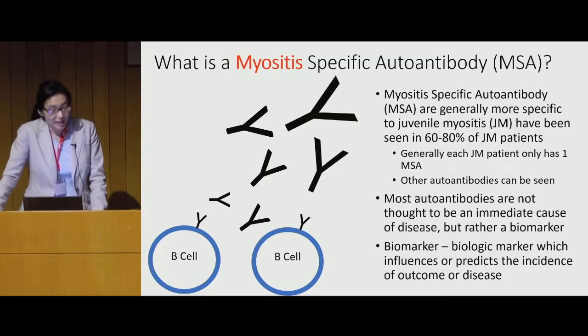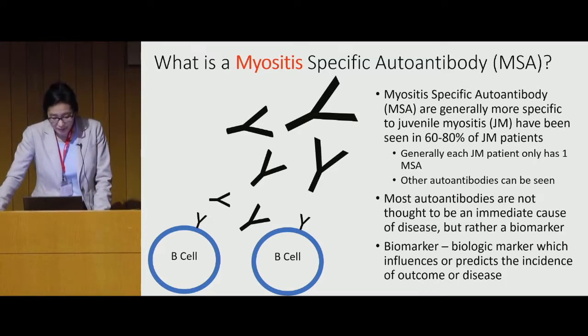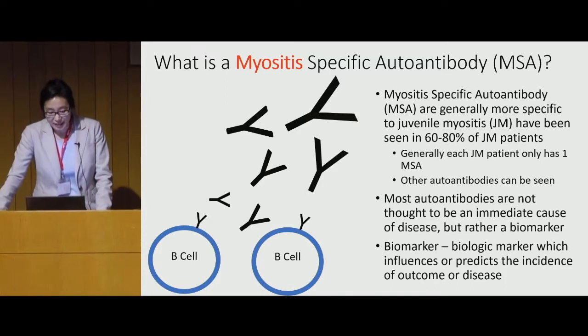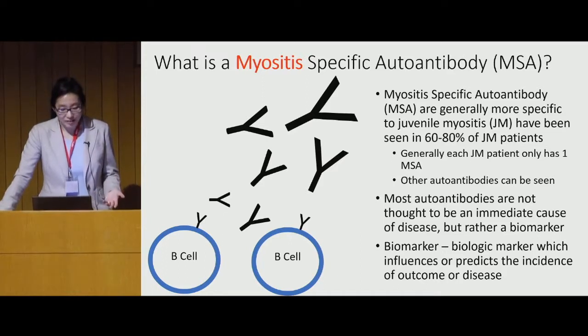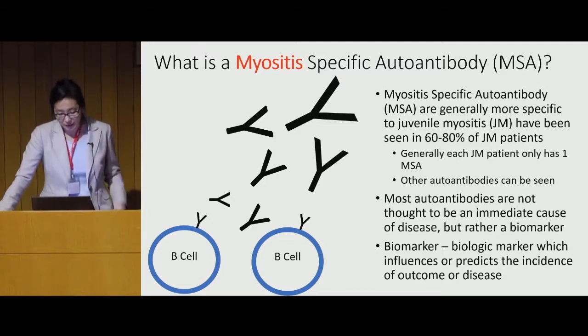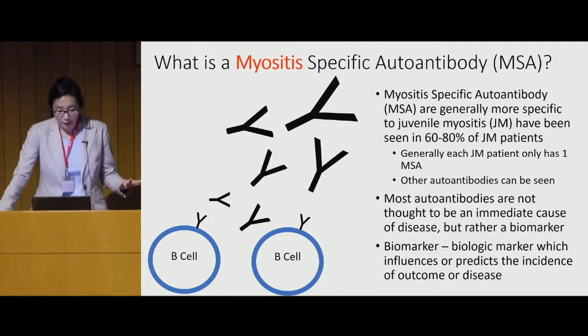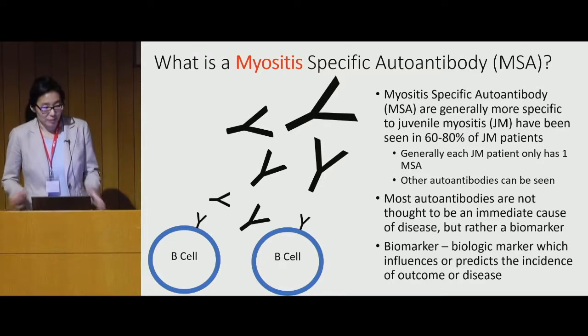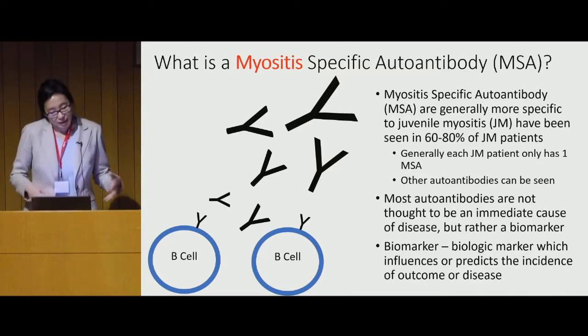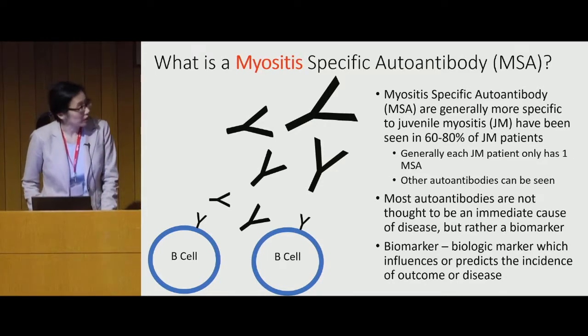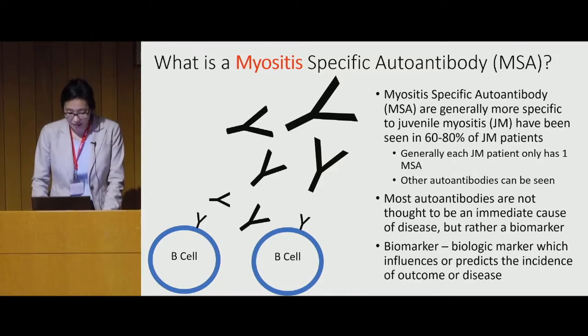In general, these myositis-specific antibodies are not thought to be the immediate cause of a disease. So it's not like if you find one, then we know that this is what caused juvenile myositis for someone. It's thought to be a biomarker, like we've described. It's something that can be associated with helping with diagnosis or predicting what could be the outcome with the disease.